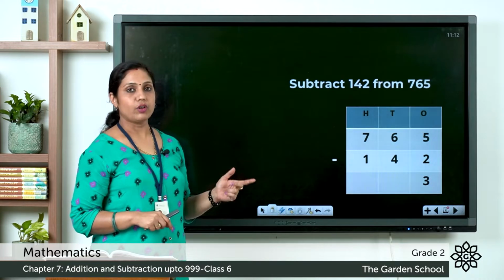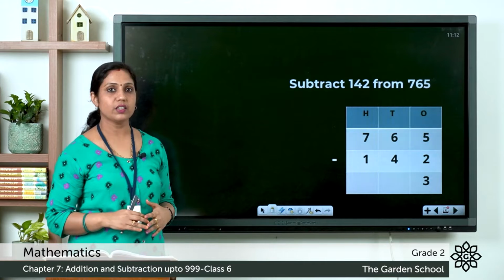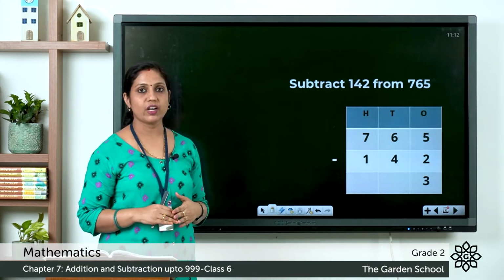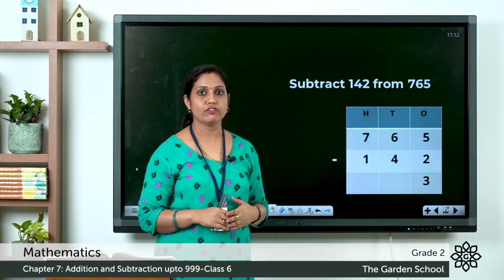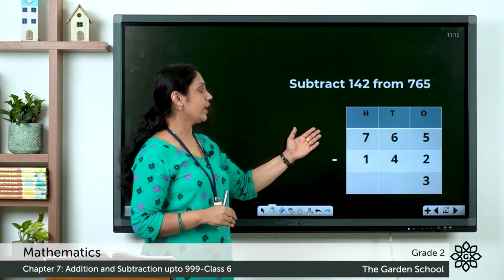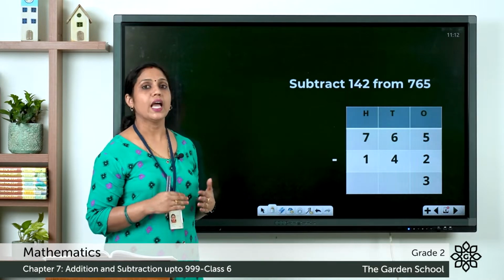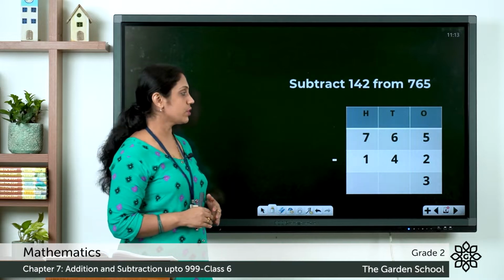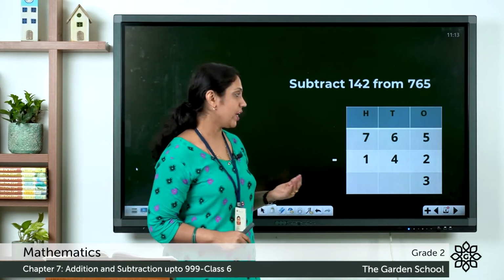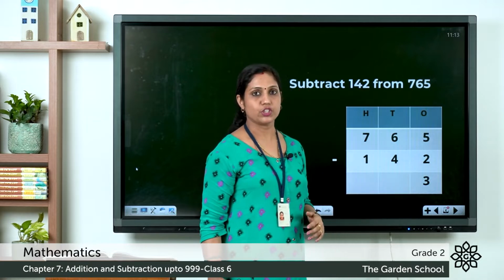Subtract 142 from 765. So which is greater? We know that 765 is greater. So we have to write the number 765 first and then 142. And always we need to start from the ones position. And here we have 5 minus 2 in the ones position. So how much is 5 minus 2? It is 3. So we can write that here in the ones position.